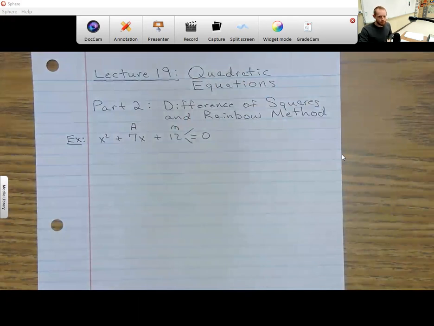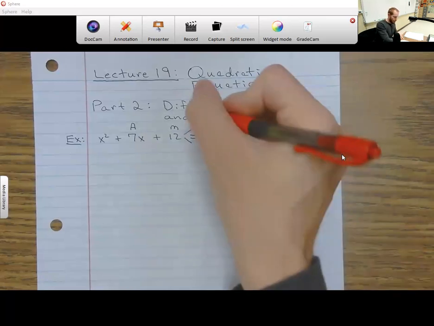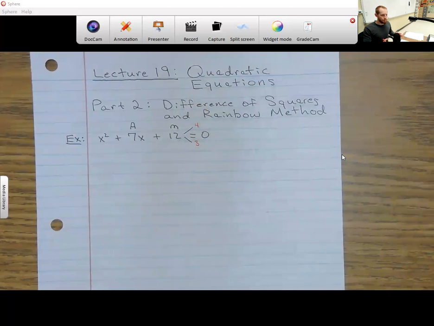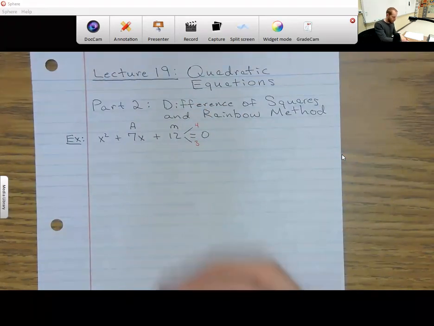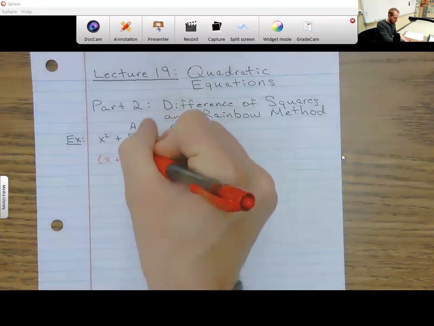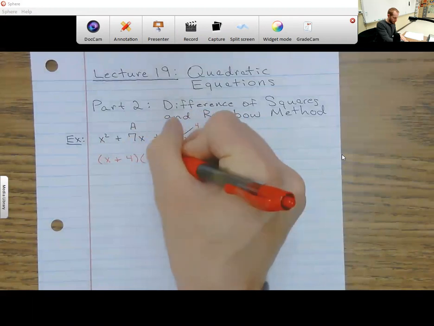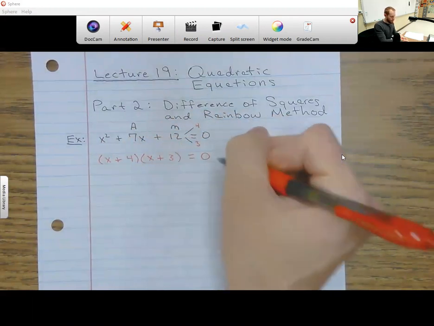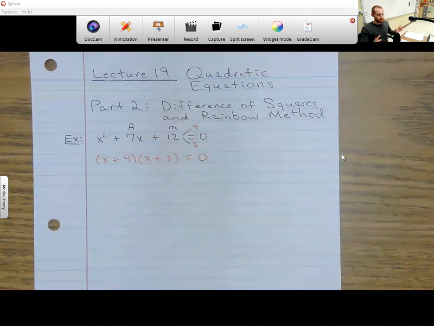And of course, we're going to have 4 and 3, right? So I put down the 4, I put down the 3, and now I know what my two numbers are going to be when I factor. So I could have x plus 4 and x plus 3. And everything is still set equal to 0. So those would be my two factors, right?